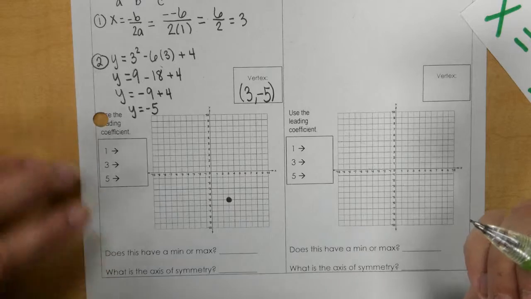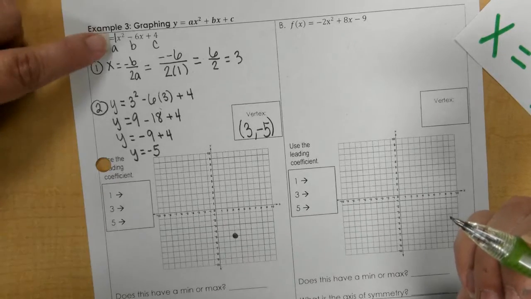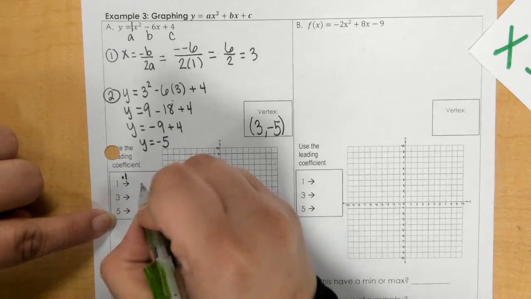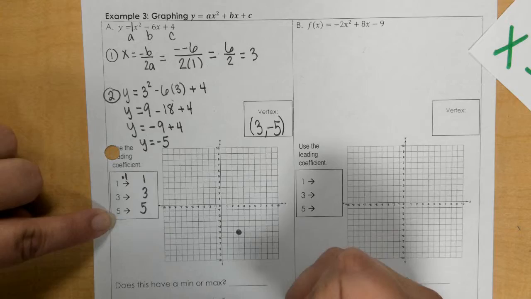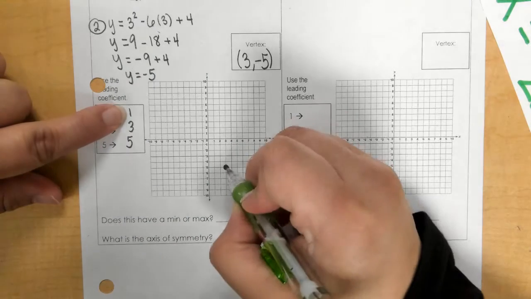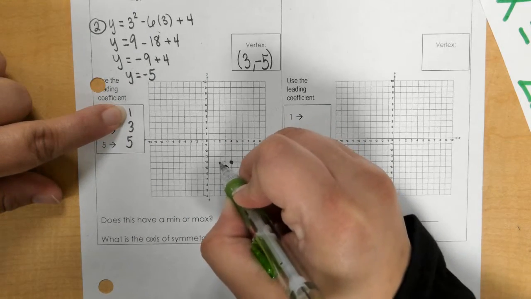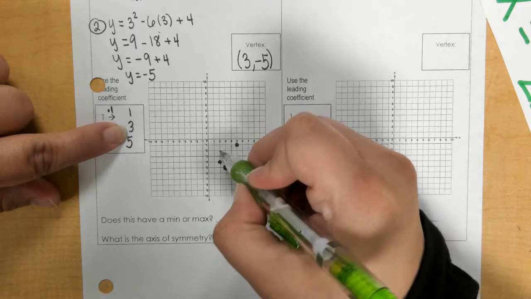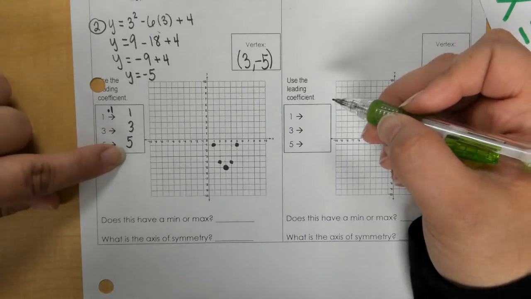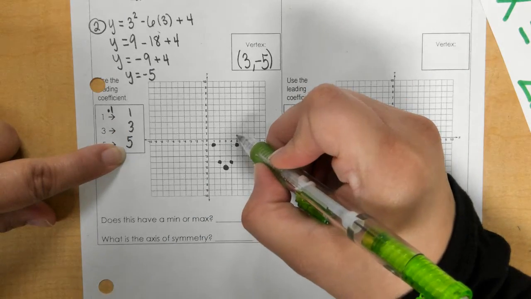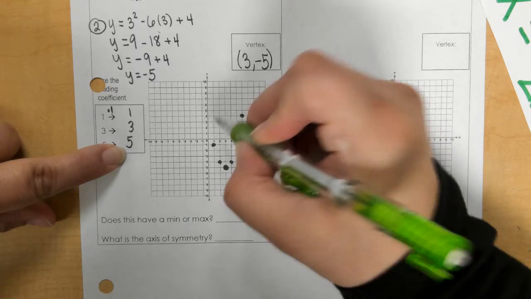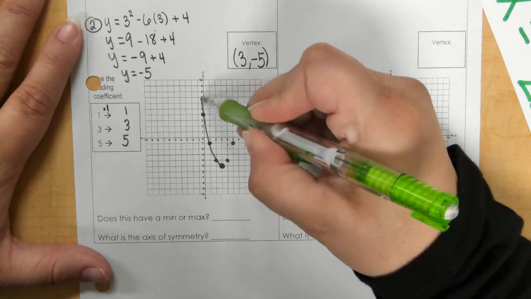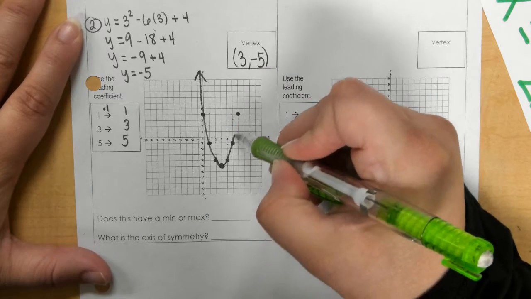Also, I need to find the leading coefficient, which is a positive 1. So if I multiply all of these by 1, I would get the same numbers, 1, 3, 5. So I'm going to go up 1 over 1. I'm also going to go up 3, right 1, and left 1. And because I can fit this on the graph, I'm going to go ahead and go up 5, right 1, and up 5, left 1. And go ahead and draw my parabola.